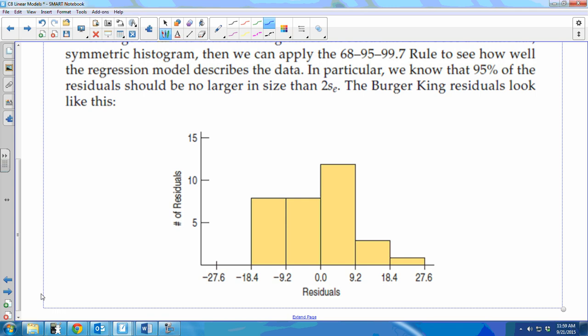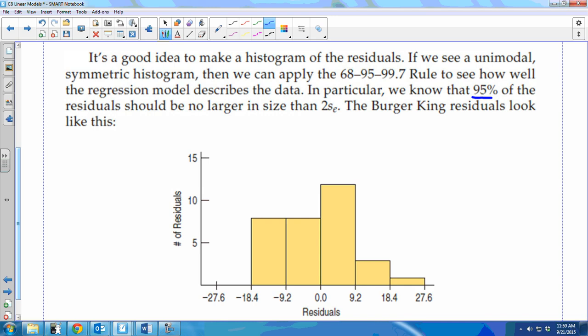All right? So we know that 95% of the residuals should be no larger in size than 2 times the standard deviation. So if you have residuals that were very large, then maybe that point is extraordinary to begin with. Maybe it was an outlier to begin with. So this is just speaking to the residuals. Does that make sense? But we still use the same ideas with standard deviation. It's going to come up in a question in a second, and I think it'll make more sense.